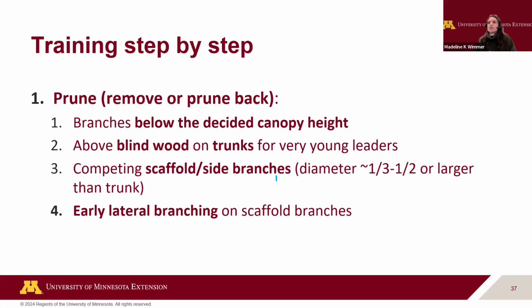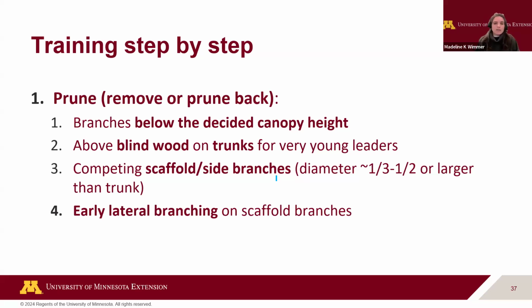You want to be trying to inhibit or discourage any blind wood on a trunk. Sometimes when a tree grows, it'll have a lot of branches, and then it has no branches here, and then it starts to branch again. We'll talk about what that might look like and what you might do if that happens. You're going to be taking off any competing branches from the sides that are competing with the central trunk. So any branches that are getting to be between a third and a half of the size of the actual trunk can be weakened or removed because they're really competing with that central leader.